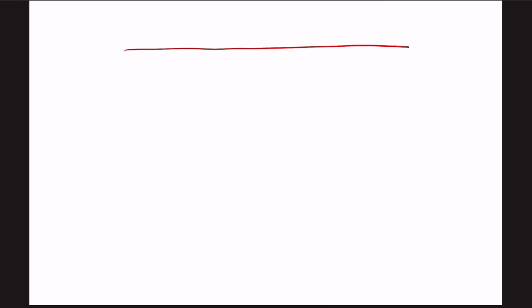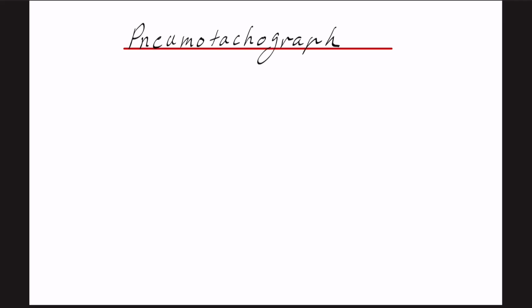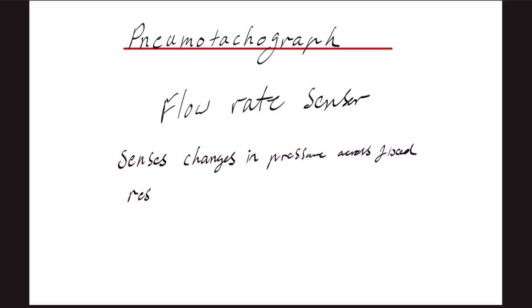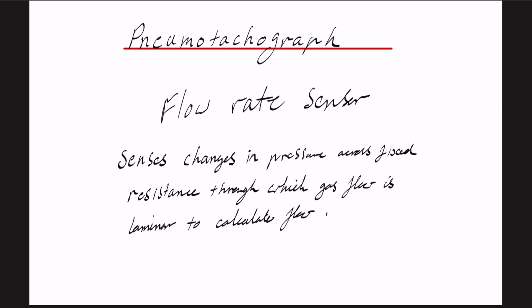Hey everyone, today we're going to talk about a pneumotachograph, and I'm not going to talk about the specifics of the device that's attached to a ventilator, but more the concept of how it works. So what it is, it's a flow rate sensor, and it senses changes in pressure across the fixed resistance through which gas flow is laminar to calculate flow rate.